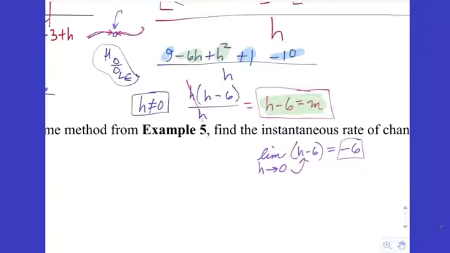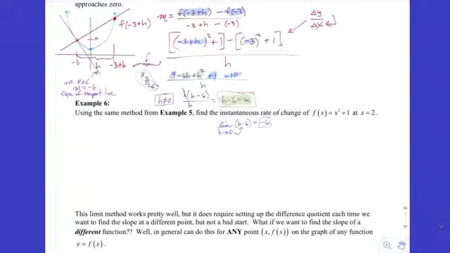Those are the only 2 people that I know that have ever divided by 0 successfully. All right, that's pretty awesome.